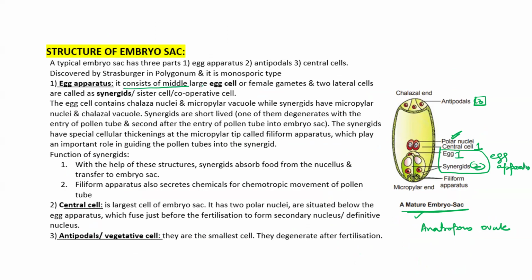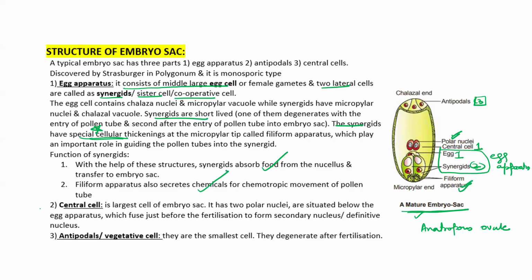So it consists of the egg cell and two lateral cells, the synergids, also known as sister cells or cooperative cells. Is it clear? Synergids are short-lived and they have special cellular thickenings. Please learn, the filiform apparatus is present in the synergid cell to guide the entry of the pollen tube. The function of synergids is to absorb food from the nucellus, transfer it to the embryo sac, and secrete chemicals for chemotropic movement of the pollen tube.